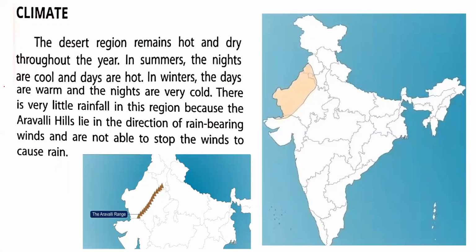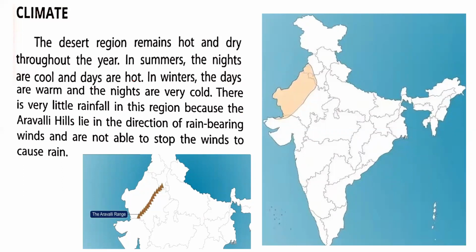Now let's learn about the climate. The desert region remains hot and dry throughout the year. In summers, the nights are cool and days are hot. Right? The desert is covered by sandy soil. Correct? Sand gets heated up quickly during the day. And so, days are hot in a desert.